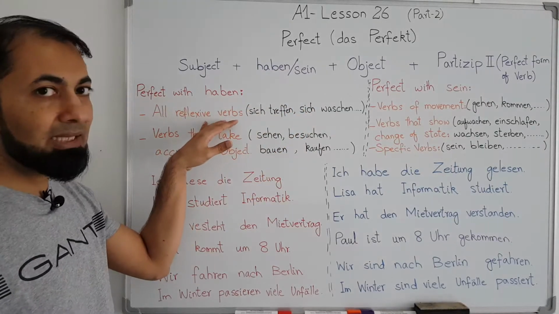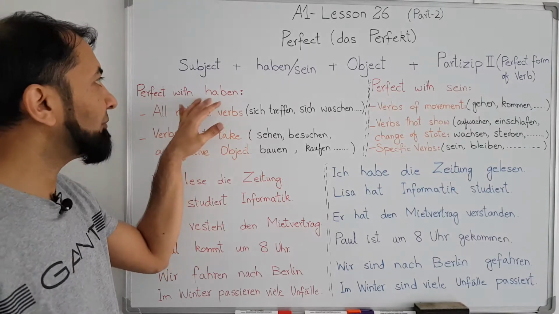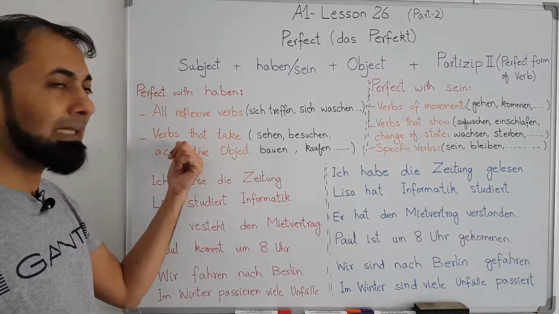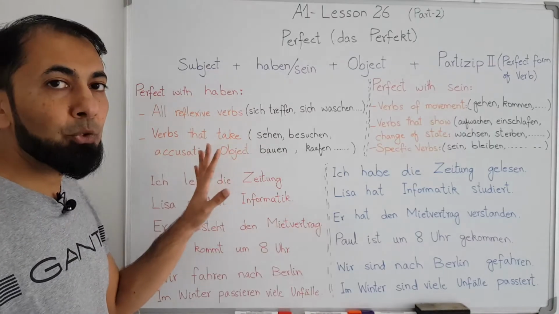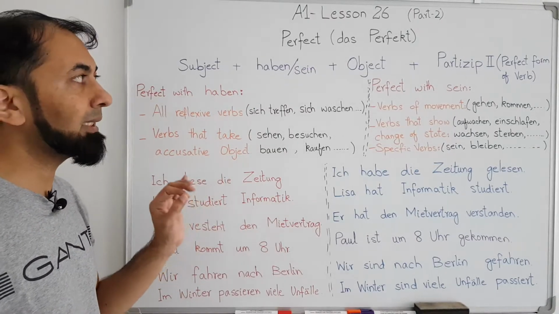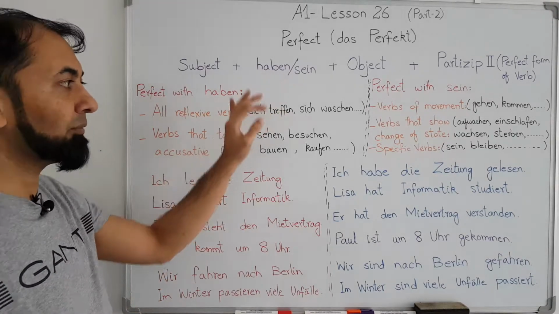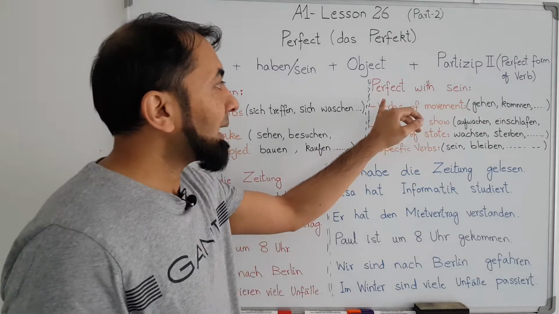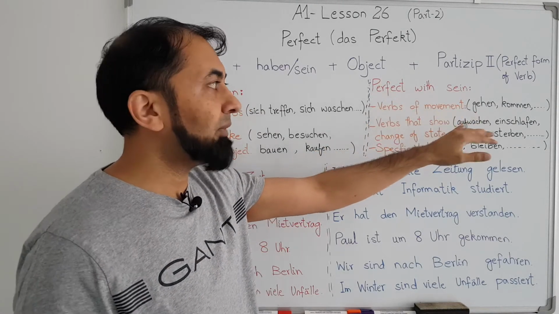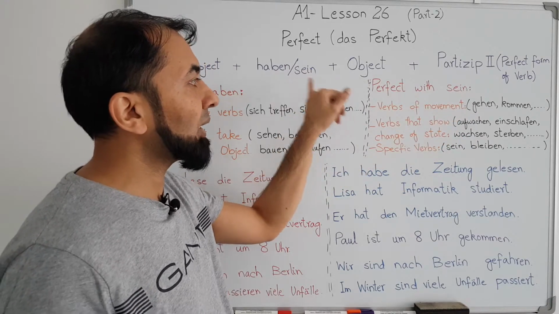There are reflexive verbs in German that will always use the haben verb at the second position. Then there are certain verbs which always require an object. Whenever we have to use these direct objects in German in the perfect tense, we will always use the haben verb at the second position in the perfect tense. Next is perfect with sein, when we need to use the sein verb at the second position.